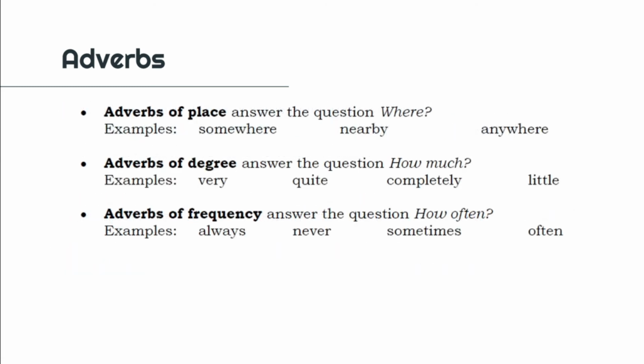Adverbs of place answer the question where. Examples, somewhere, nearby, anywhere. We also have the adverbs of degree, which answer the question how much. Examples, very, quite, completely, and little. Adverbs of frequency, which answer the question how often. Examples, always, never, sometimes, and often.